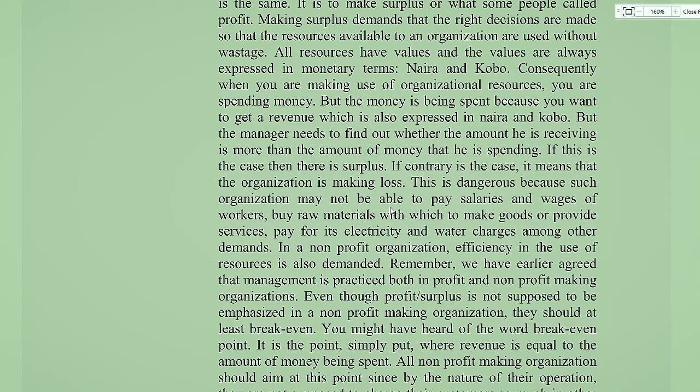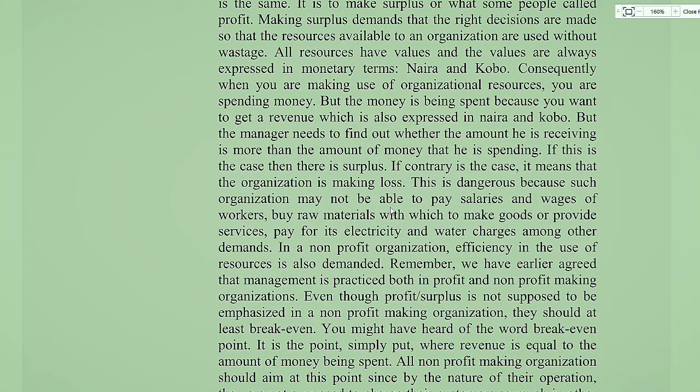If the contrary is the case, it means that the organization is making a loss. This is dangerous because such an organization may not be able to pay salaries and wages of workers, buy raw materials with which to make goods or provide services, or pay for its electricity and water charges, among other demands.